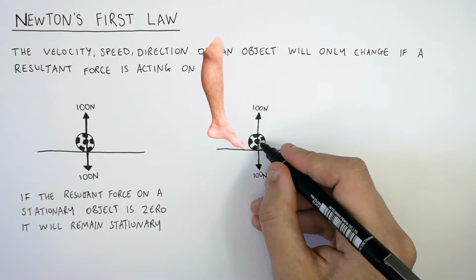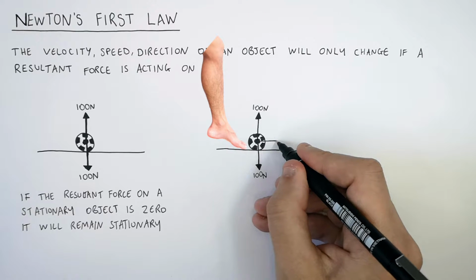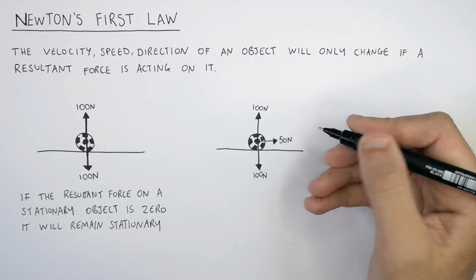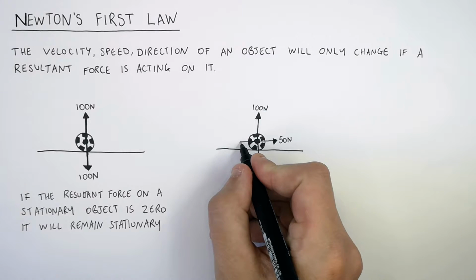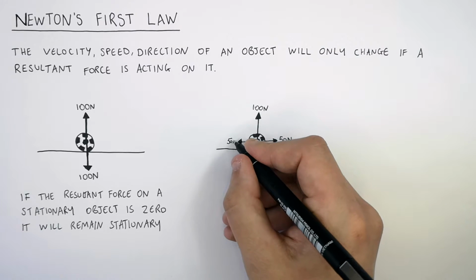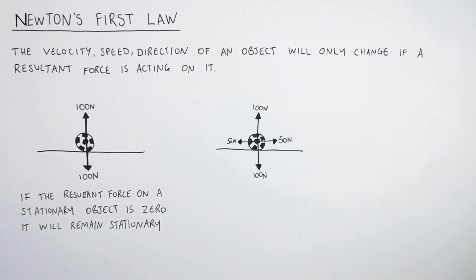So someone is dribbling the ball, and as you can see here, the push force is 50 newtons forwards. However, there is a drag force of 50 newtons in the opposite direction due to air resistance and friction. That means there is no resultant force on the ball. That means the ball is moving at a steady velocity.